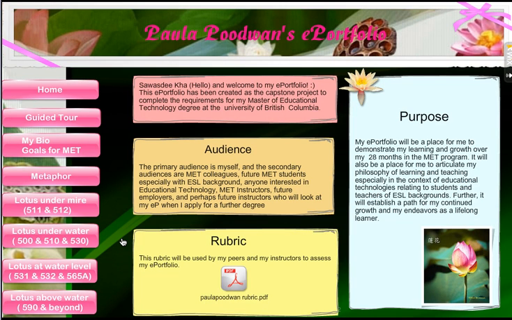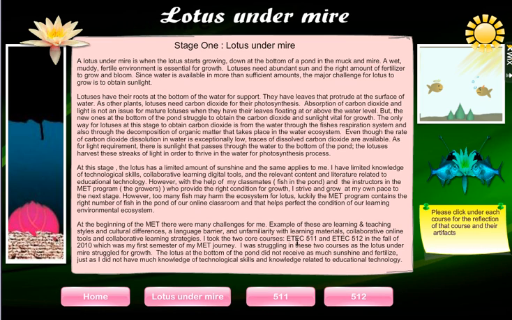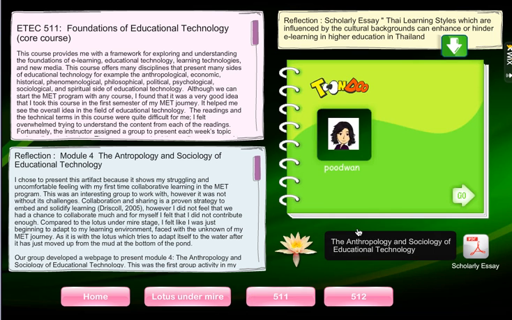In each stage of growth, there are the reflections of the courses and their artifacts. For example, if you click under the lotus under mire page, you will see the etec 511 and the etec 512 in there. When you click, for example, etec 511, it will take you to that page. From there, I have 2 artifacts. You can see both of my artifacts' reflections on that page.